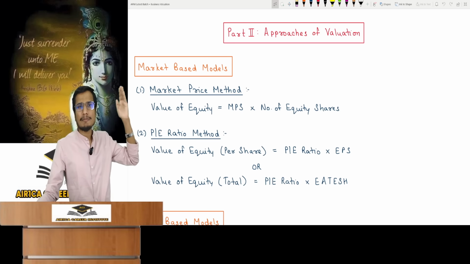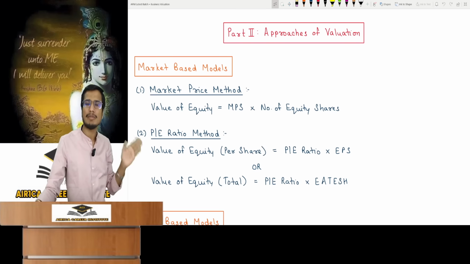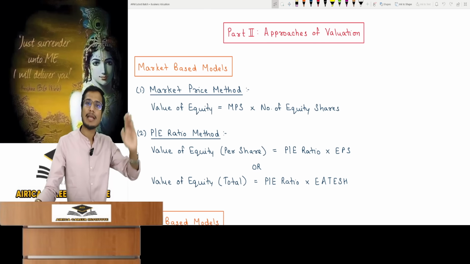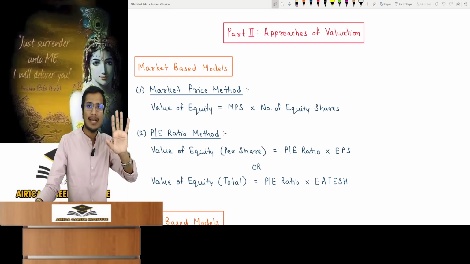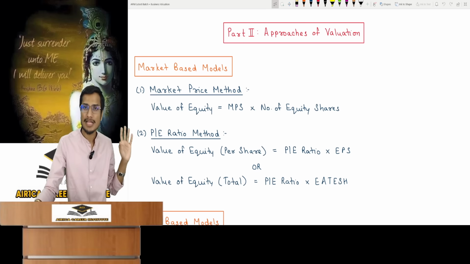The market-based model is simplest and easiest. Other models are easy too. The market-based model is complete and questions are easily solvable.